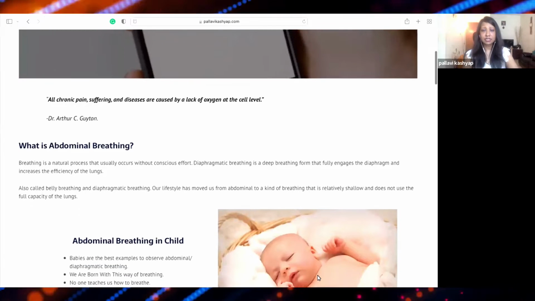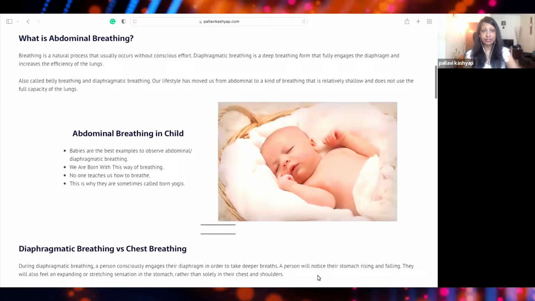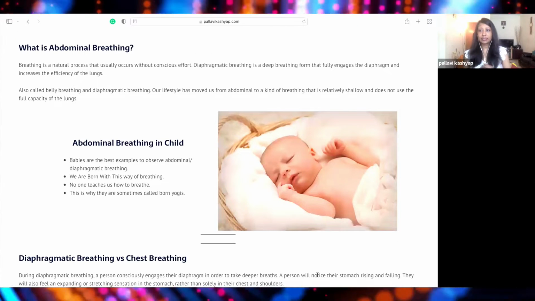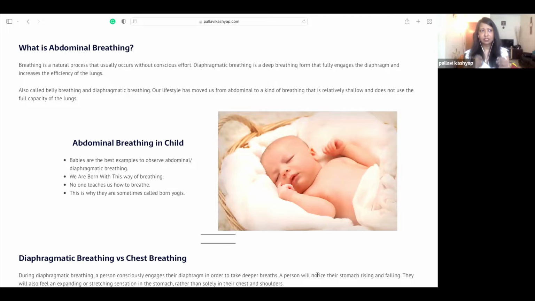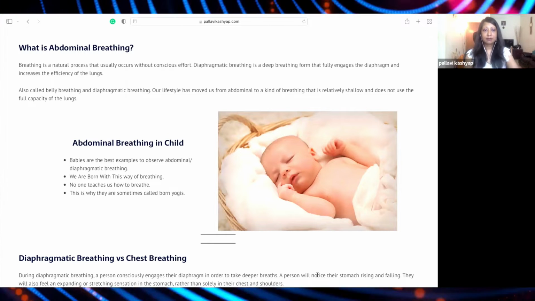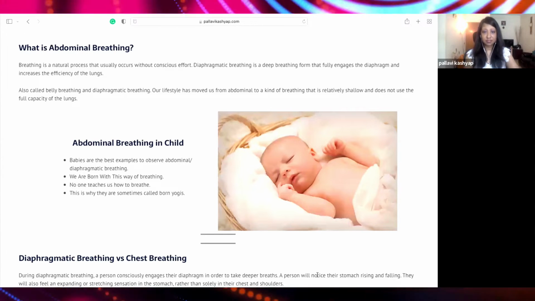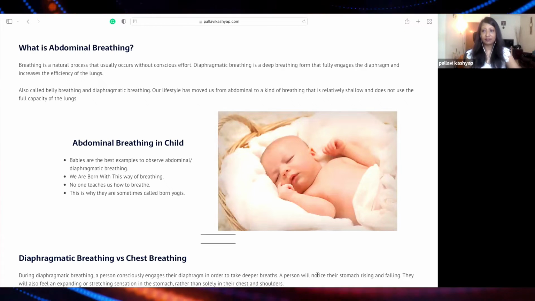Now let's start with what abdominal breathing is, and why, whenever this topic comes up, it's also compared to a baby or an infant sleeping. So let's focus on this part, abdominal breathing in a child. It is said that babies are the best example to observe abdominal or diaphragmatic breathing.